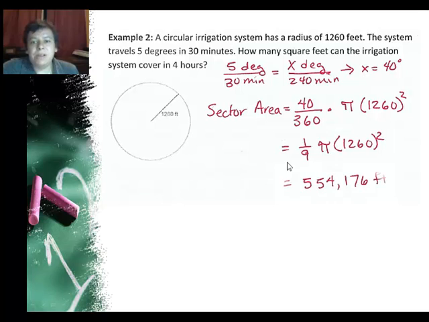Substituting into my calculator, I get a value of 554,176 square feet. So in 4 hours, this system can cover almost over 500,000 square feet.